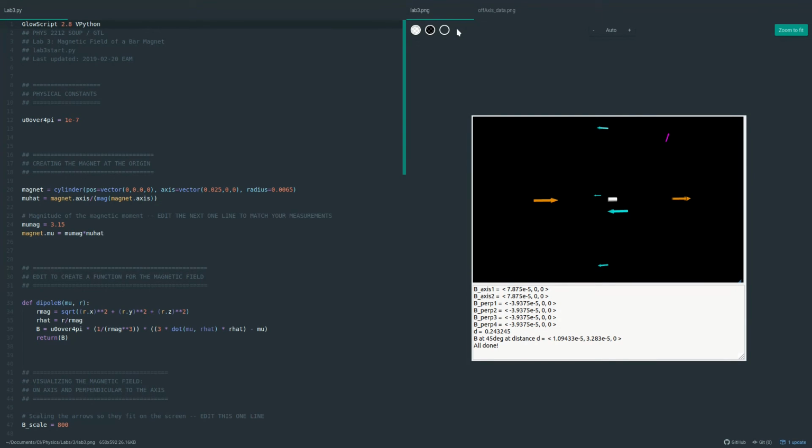To the right is the output of the GlowScript code. What lies at the origin represents the bar magnet. The orange arrows represent the on-axis magnetic fields, the blue arrows represent the perpendicular magnetic fields, and the magenta arrow represents the 45-degree magnetic field. Printed on the bottom are the magnetic field vectors for each arrow, finishing off with the perpendicular distance and the value for the 45-degree magnetic field vector.